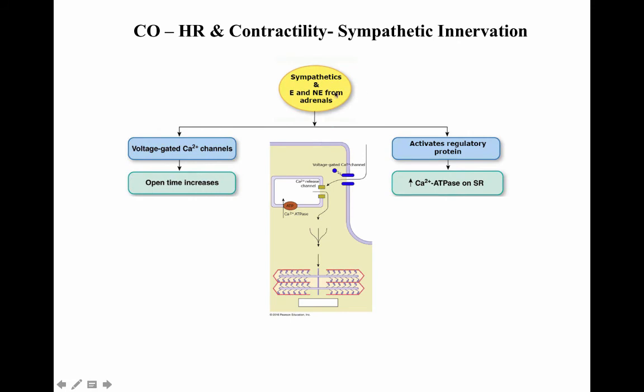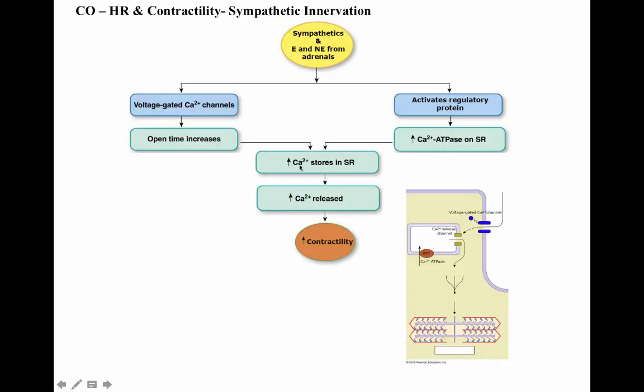Sympathetic innervation then, the epinephrine and norepinephrine from the adrenals will open these voltage-gated channels for a longer period of time, and will also increase calcium ATPase on the sarcoplasmic reticulum. So remembering the sarcoplasmic reticulum is the storage for calcium. This epinephrine and norepinephrine will activate this regulatory protein to allow more calcium to flow out of the sarcoplasmic reticulum, which will activate more cardiac cells. We'll see an increase of calcium stores in the sarcoplasmic reticulum, as well as an increase of calcium being released for an increase in contractility of cardiac muscle.